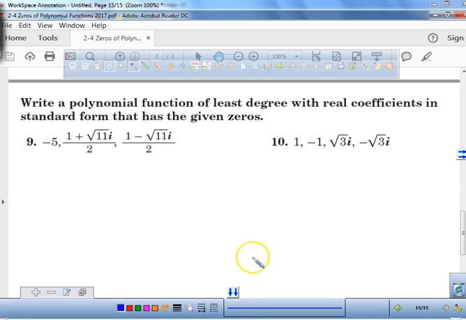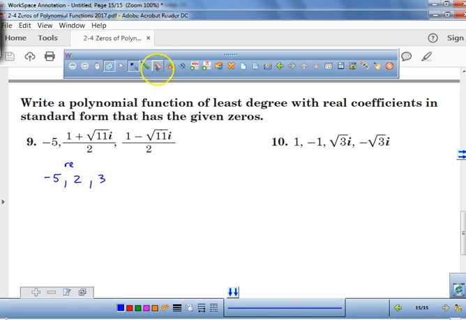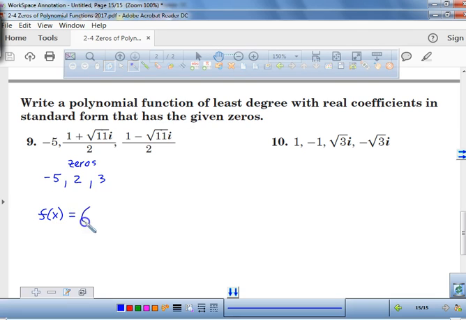Okay? Right now, we're going to do an easy problem to start out. This is just an example problem. If I were to give us a -5, a 2, and a 3, and I said that these were the zeros of a polynomial function, and you wanted to build a function based off of those zeros, here's how you could write it. You would write x minus a -5, x minus a 2, and x minus a 3.